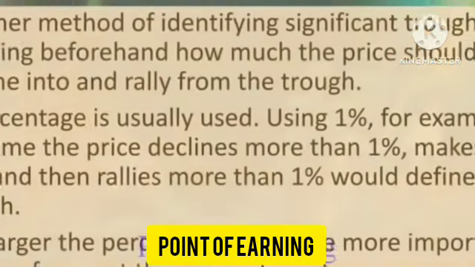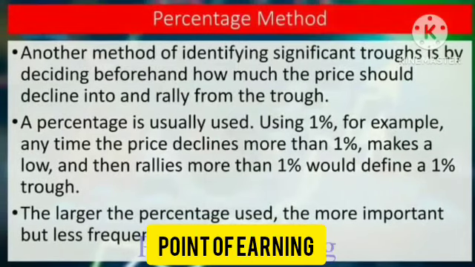Percentage method. Another method of identifying a significant trough is by deciding beforehand how much the price should decline into and rally from the trough. A percentage is usually used, such as 1%. For example, anytime the price declines more than 1%, makes a low, and then rallies more than 1%, that would define a 1% trough. The larger the percentage used, the more important but less frequent the reversal point.